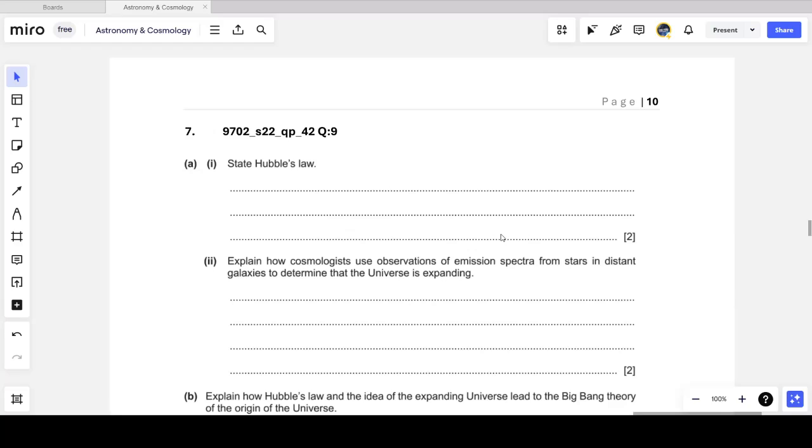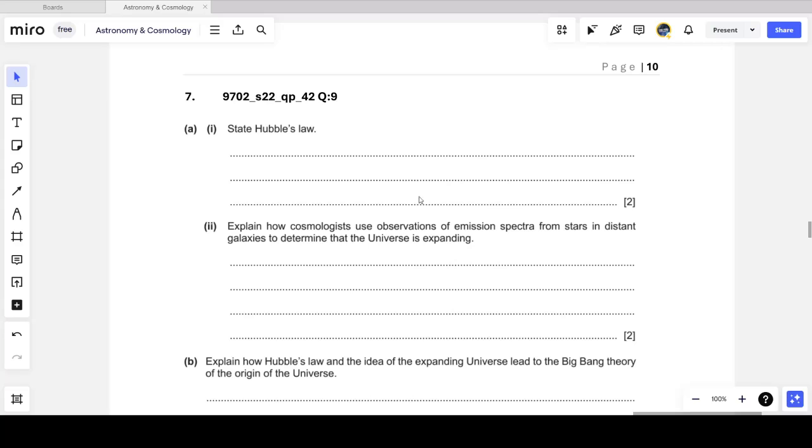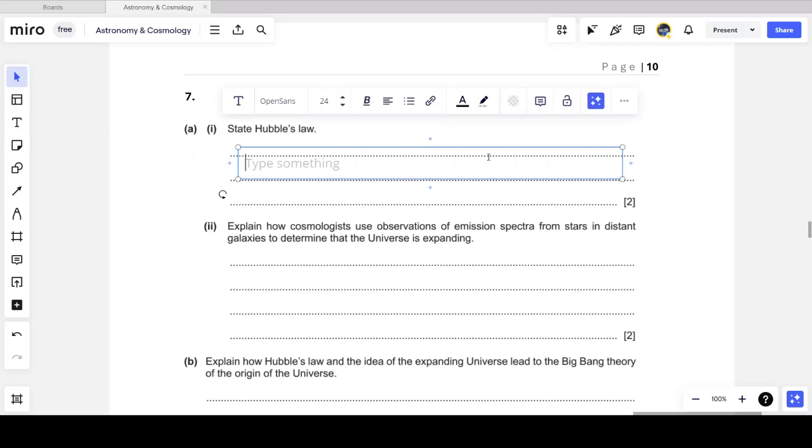The next question is number 7. This comes from the summer exam of 2022. It's question paper 4, variant 2, and it's question 9 from that paper. And we're first asked to state Hubble's law. A1 says state Hubble's law. And I think we've done this before many times.